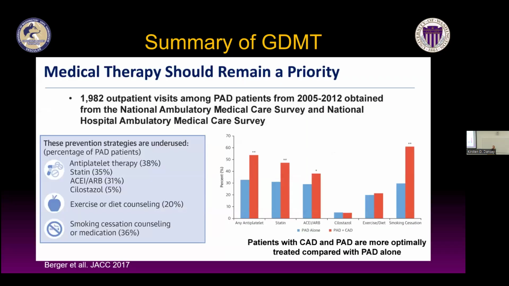And I think we've seen over multiple studies that when patients have coronary disease as well as peripheral vascular disease, they're more frequently optimized than patients who have PAD alone. I think a lot of these prevention strategies are underused, and there's a lot of data to support that we have a lot of work to do as far as improving the medical management of these patients.